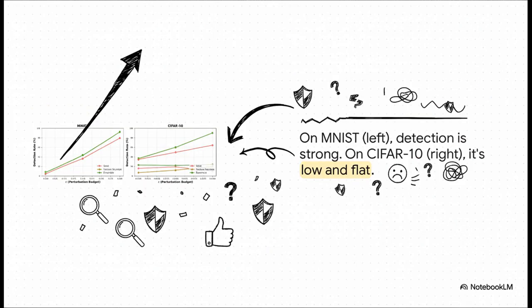These graphs here tell the exact same story. See on the left, for the simple stuff, the detection rate is high, and it even gets a little better as the attacks get stronger. But look at the right, for the complex images. Performance is way lower and it's basically flat. It can't tell the difference.